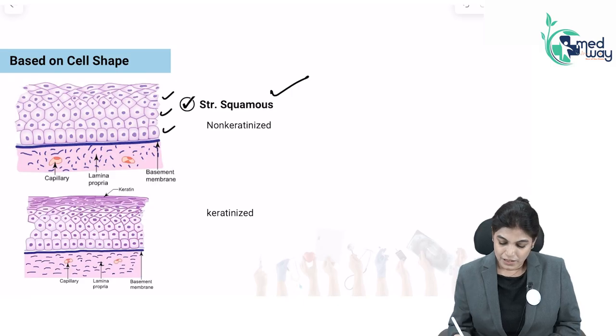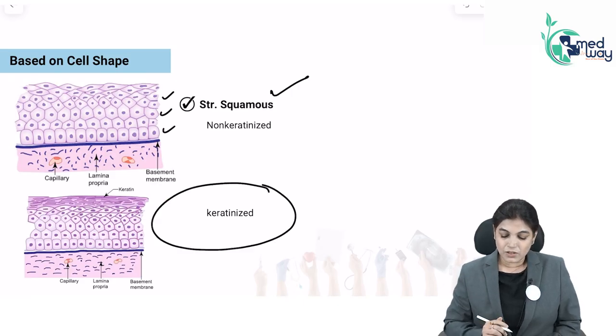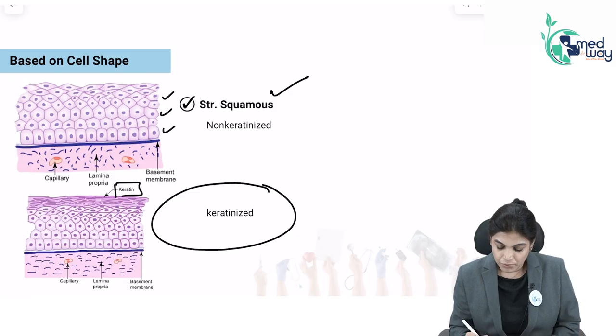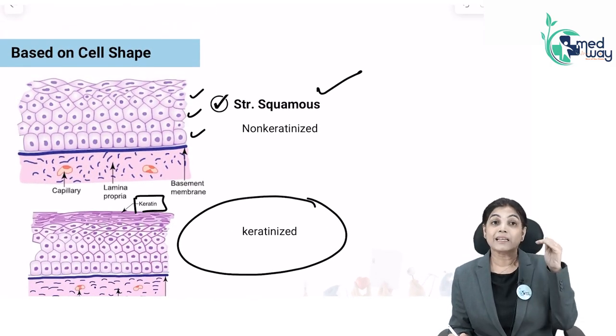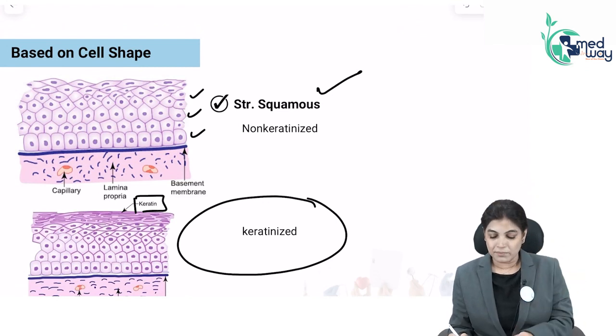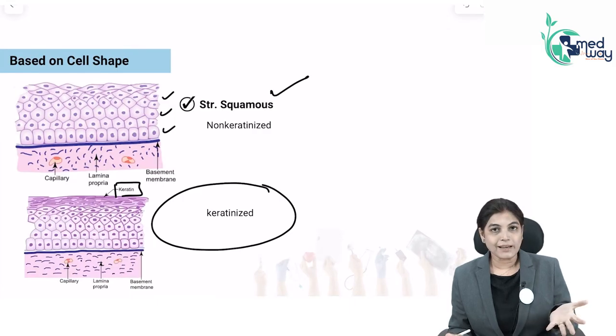This is the multiple layer of the cells, but there is no presence of keratin here, but here a keratin protein is there. If the multiple layer of cells has keratin protein deposition on the outer aspect, it is called keratinized stratified squamous epithelium. So, this is a schematic diagram to make you understand.